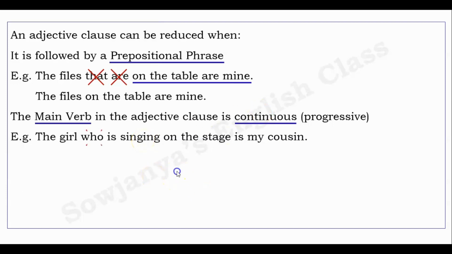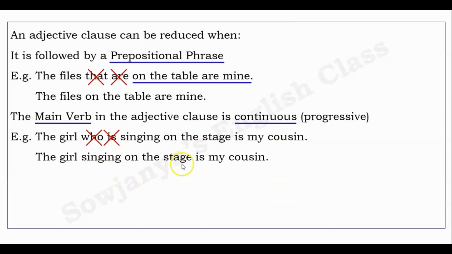Now how to reduce it? As a rule, first of all, we have to omit the relative pronoun. Here it is who, followed by omission of verb to be, that is is over here. Then we will get the answer. Let us see. The girl singing on the stage is my cousin. It is as simple as that.